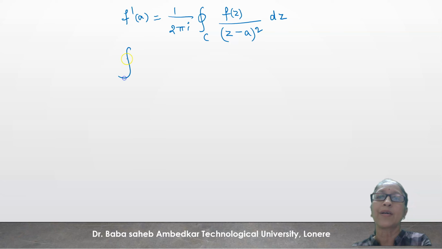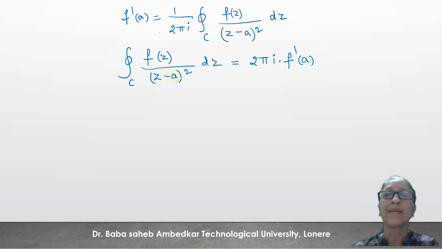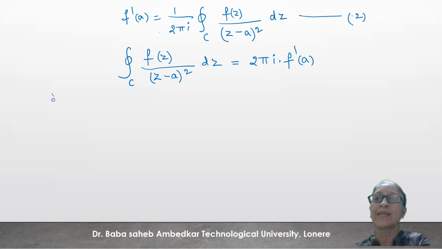So from this formula, we can find the contour integration of f(z) by (z minus a) whole square dz. If you transpose this 2 pi i to the right hand side, you get 2 pi i into f dash of a. So if you find a denominator in this manner, then to find the integration, we use this formula, 2 pi i into f dash of a. So let us say this is equation 2. Differentiating equation 2.